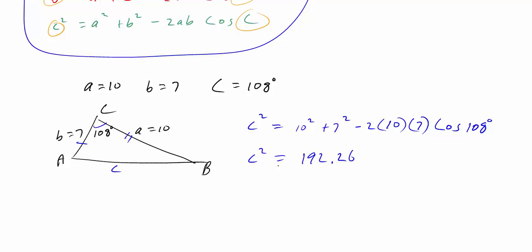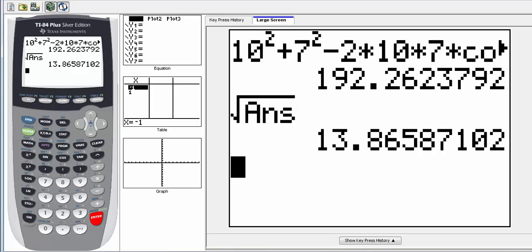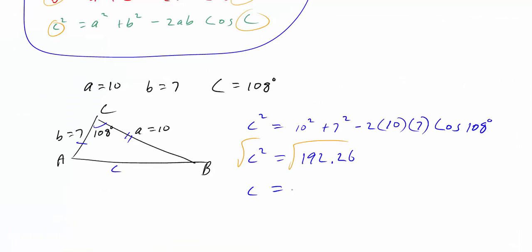And what we have to realize is this is still not c, this is c squared. So if we actually want to find c, we now have to take the square root, and on the calculator, once again, I'm going to go second square root, and then I'm going to go second answer, so that it brings down the entire decimal, and we get 13.86, and I'll just go to one decimal place and make this 13.9. So we know little c is equal to 13.9.